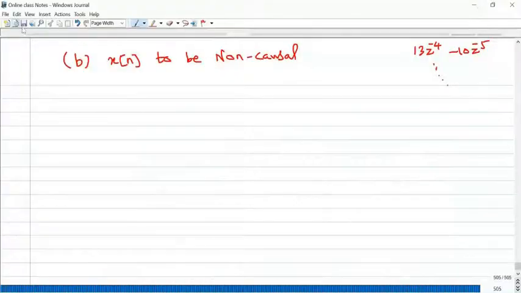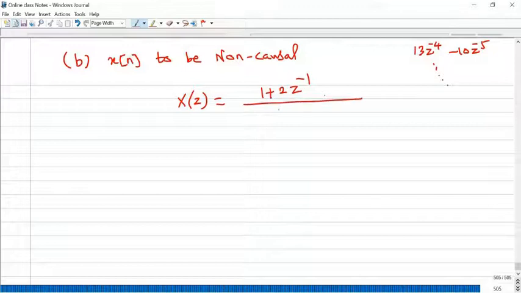Okay. So x of n to be non-causal. Then how to solve this problem? So what is given? X of z equal to 1 plus 2z power minus 1 divided by 1 minus 2z power minus 1 plus z power minus 2.